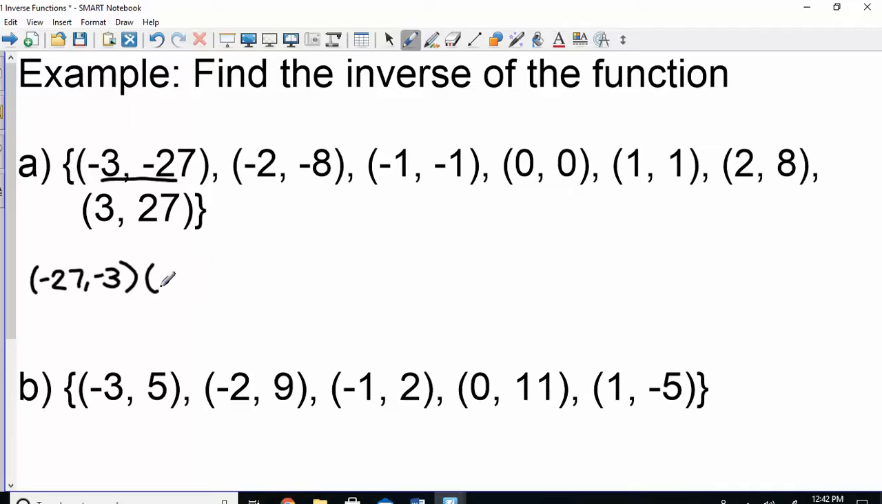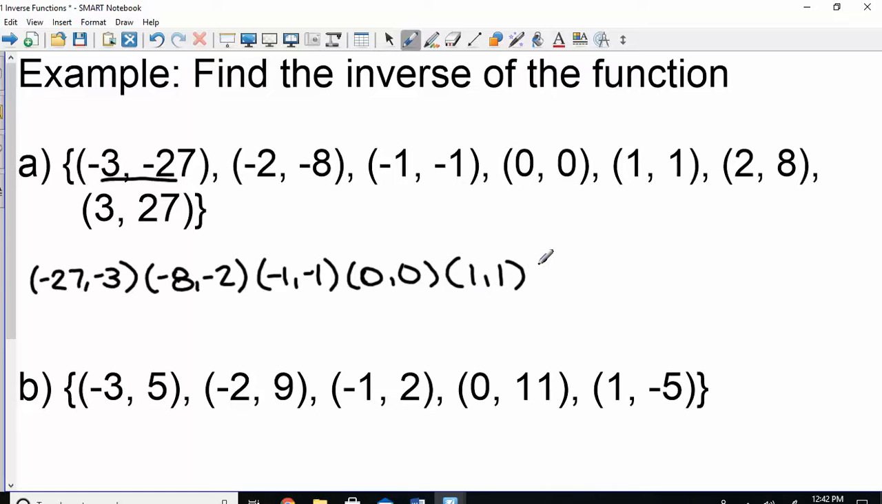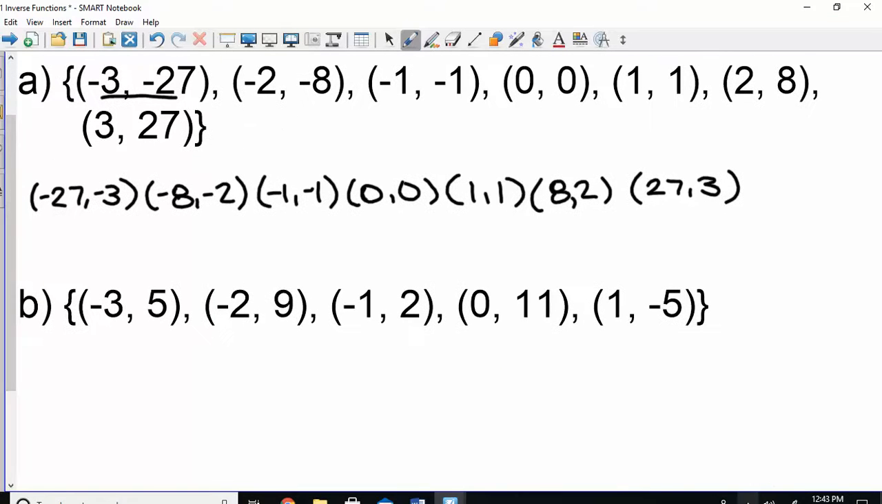So -2, -8 was in the original, so the inverse would be -8, -2. -1, -1 was in the original. So in the inverse, if you flip the order, they're the same number, so that didn't change. So we still have 0, 0, we still have 1, 1. We had 2, 8, so that would become 8, 2, and then we had 3, 27, so that would be 27, 3. So you guys do B. Find the inverse for that. So what are they?